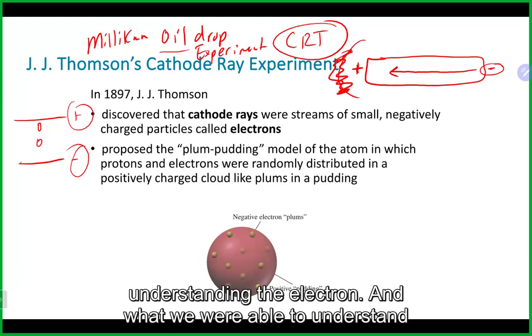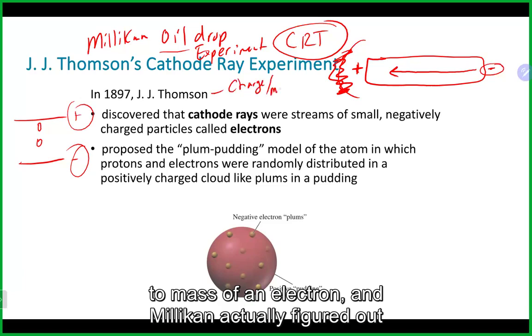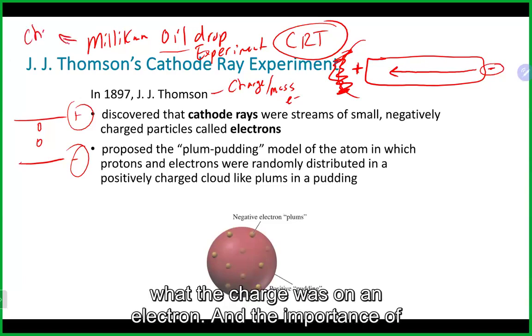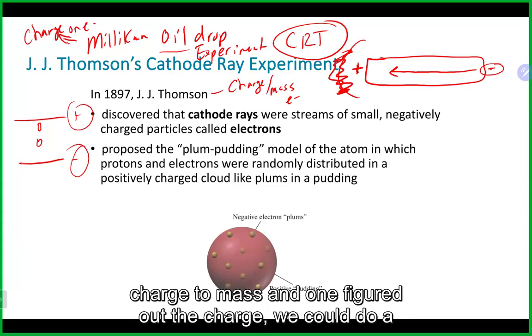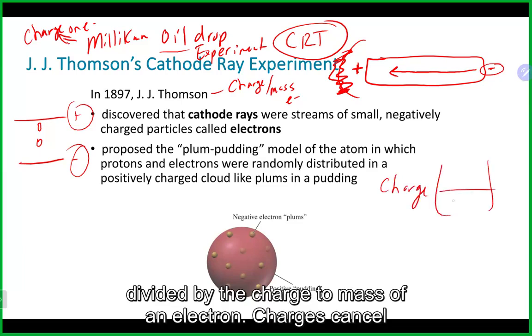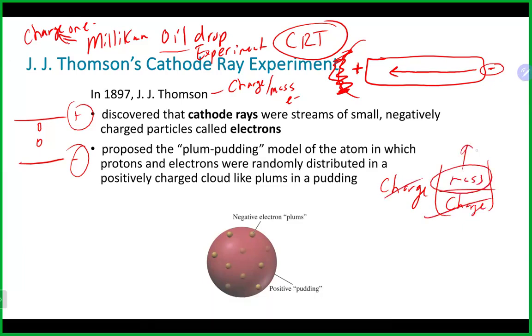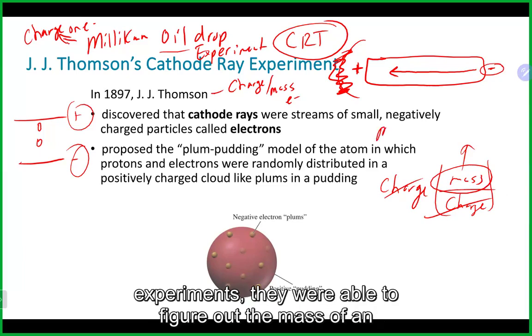What we were able to understand was that Thomson figured out the charge to mass ratio of an electron, and Millikan figured out what the charge was on an electron. If one figured out the charge to mass and one figured out the charge, we could do a little dimensional analysis. We get the charge divided by the charge to mass of an electron. Charges cancel, leaving us the mass of an electron. So from those experiments, they were able to figure out the mass of an electron.